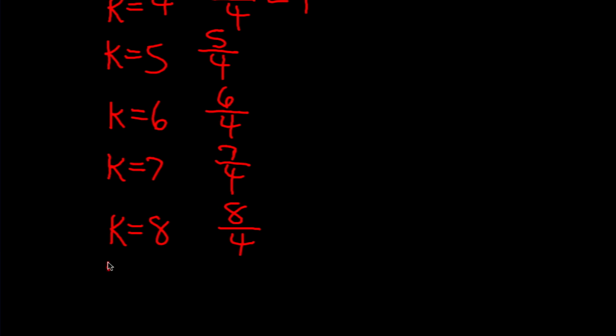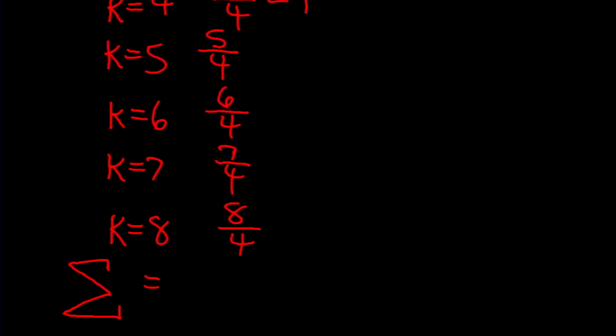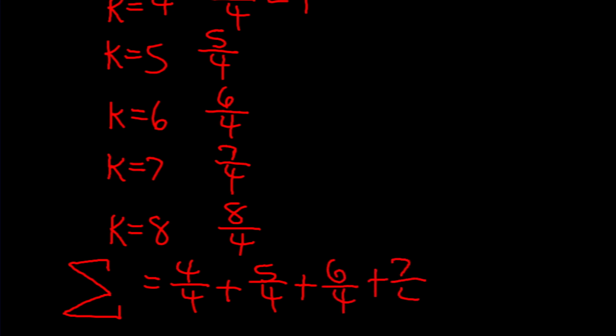Now, the sigma part of that Greek symbol means that we want to take each one of those and add them together. Add them up. That's what sigma means. It means to sum or add up. So the first one was 4 over 4, plus the next one was 5 over 4, plus 6 over 4, plus 7 over 4, plus 8 over 4.